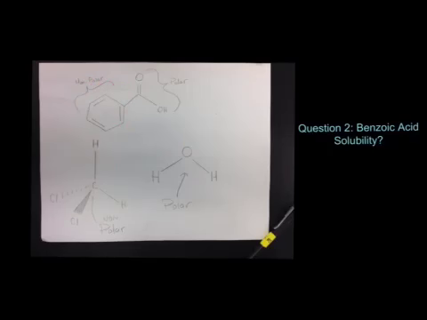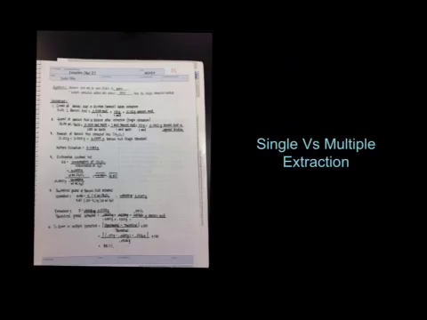Why is it more soluble in one than the other? Because the benzene ring is larger and nonpolar, in comparison with the methylene chloride, which is also nonpolar, so that will make this benzene ring more attracted to the methylene chloride, which is why benzoic acid is more soluble in methylene chloride. So now we will move on to comparing single versus multiple extraction.